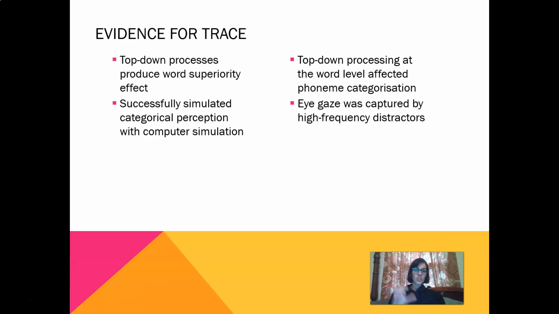Eye gaze is largely captured by high-frequency word distractors. And this is because high-frequency words, these are words that we tend to use more often. And because we use them more often, they tend to have a very high resting level of activation. If somebody says a word, it's probably going to be high frequency, and because we know that, its resting activation level is going to be pretty high, and we tend to look more and focus more on those high frequency words.